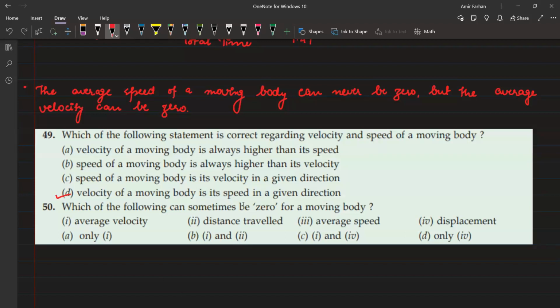Next question: which of the following can sometimes be zero for a moving body? Four quantities are given: average velocity, distance traveled, average speed, and displacement. First of all, distance traveled cannot be zero for a moving body. I've already told you, so this cannot be the option. Average speed is total distance by total time. If the body is moving, some distance would be covered. So options 2 and 3 are out, only 1 and 4 remain. So option C is the correct one.